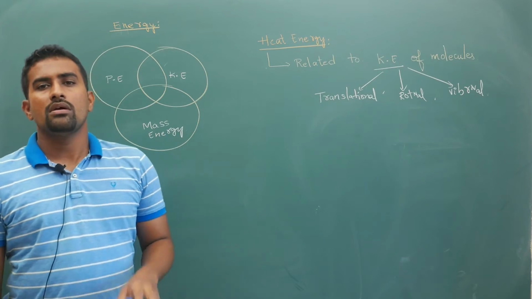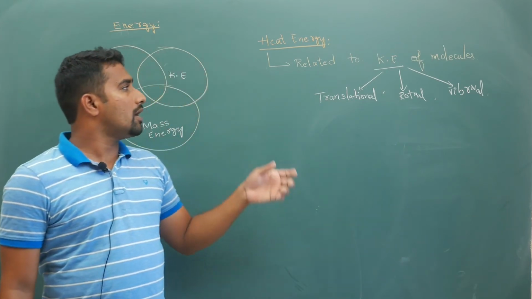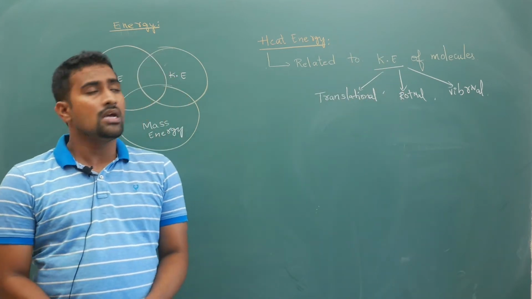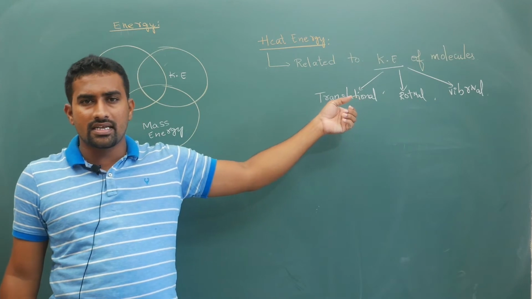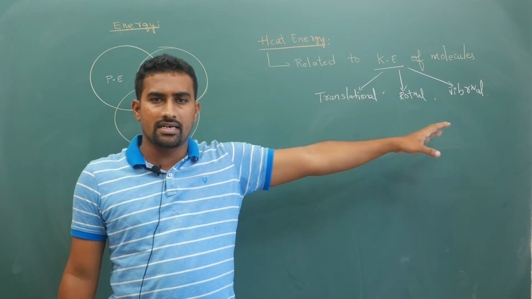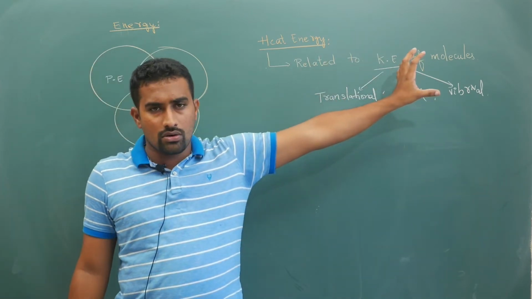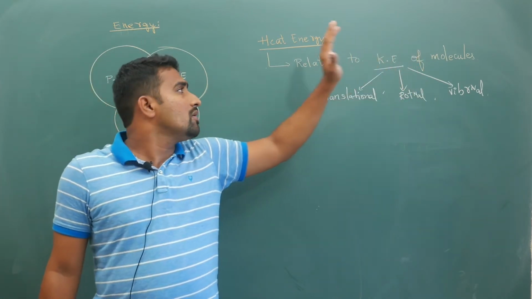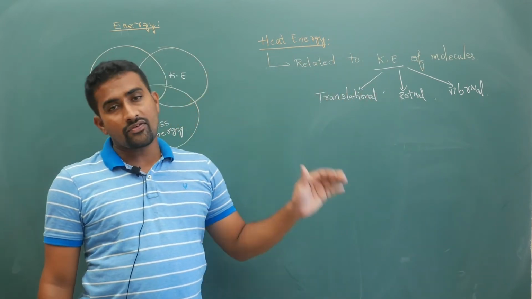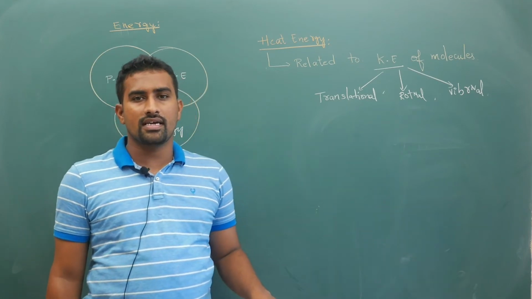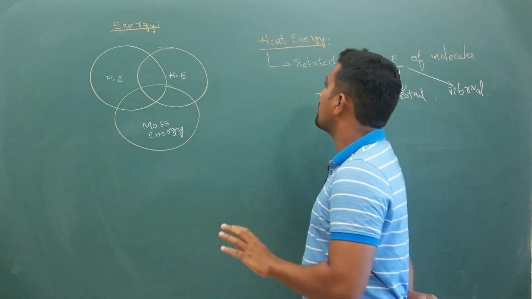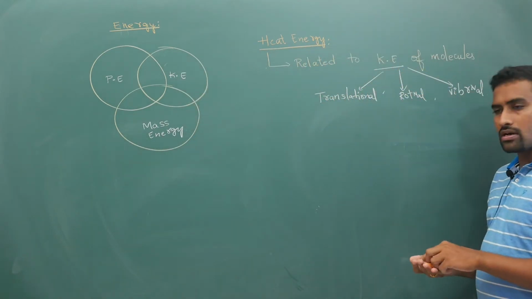But for now, if I am using the word heat, you have to understand it is a term related to the kinetic energy of molecules. That kinetic energy will be translational kinetic energy, half mv square, rotational kinetic energy, half I omega square, and vibrational kinetic energy. These are the forms of kinetic energy that you have. Of course temperature is also related to kinetic energy, but for now I want you to understand that heat energy is a term related to kinetic energy.